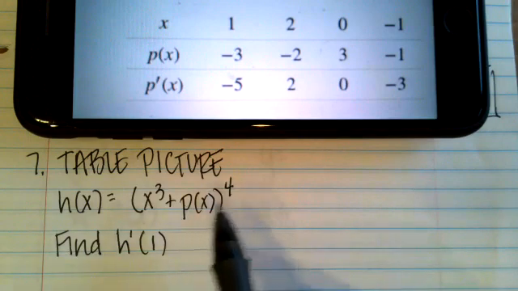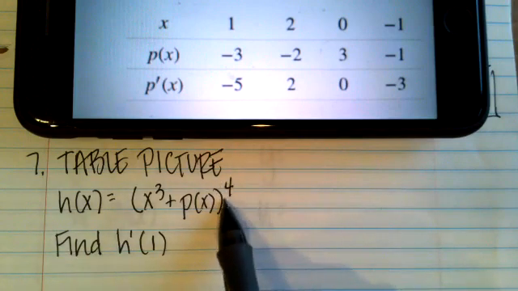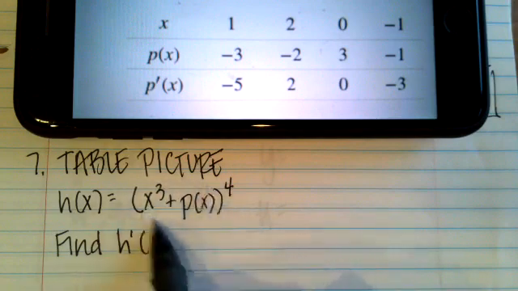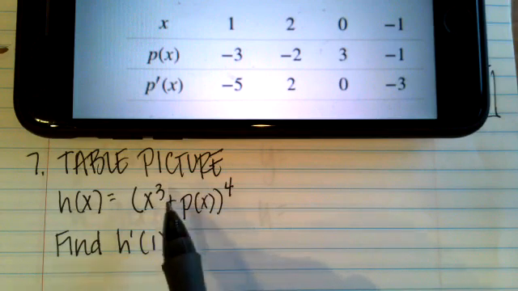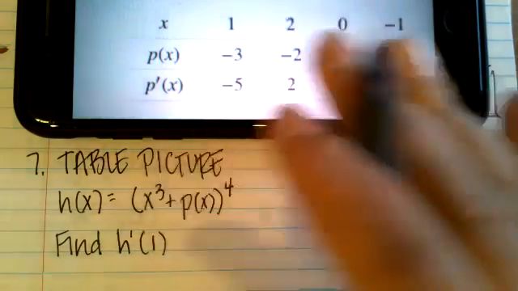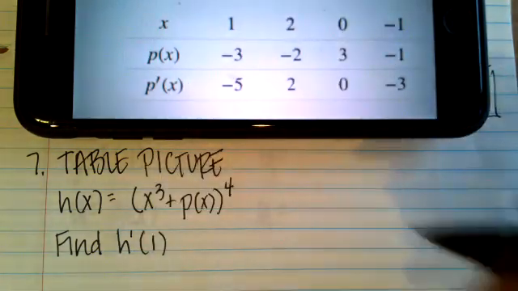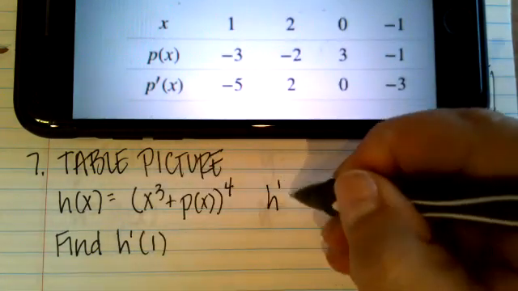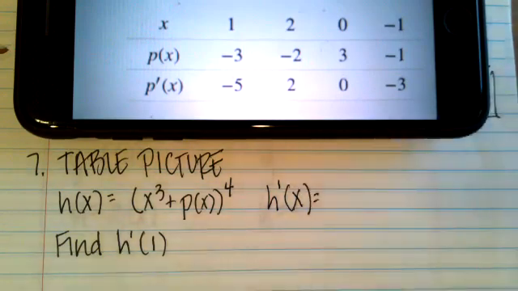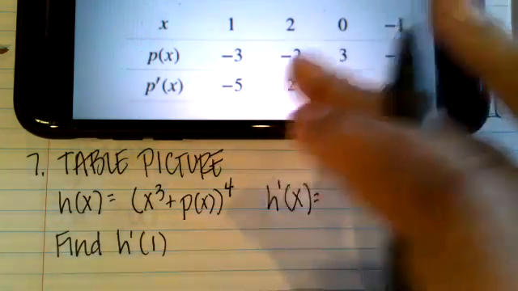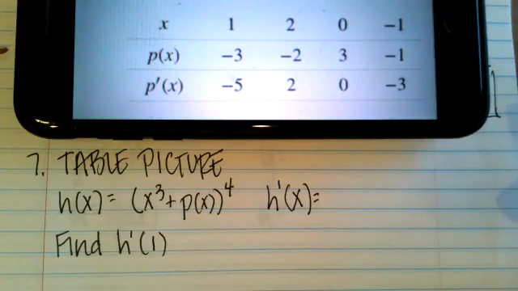Okay, so they give us this function h of x, and it obviously uses the power rule, but then it's also going to use some chain rule. And so that should look kind of familiar. So again, before I even look at the table, I'm just going to set up what my derivative would look like, because then I'll be able to go to this table up here and find some numbers.